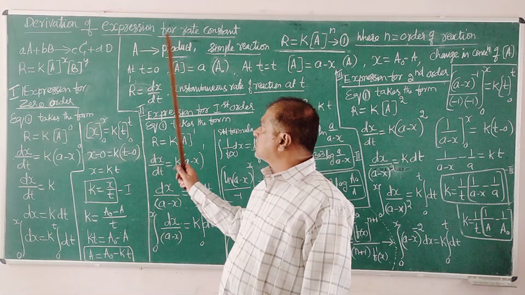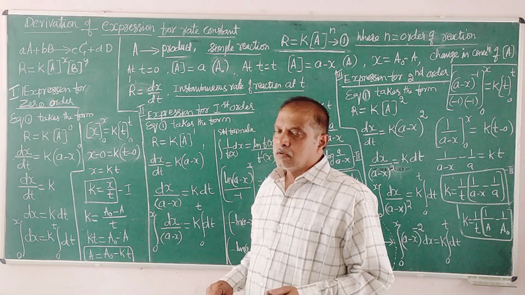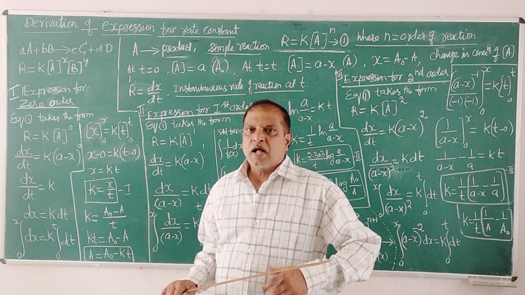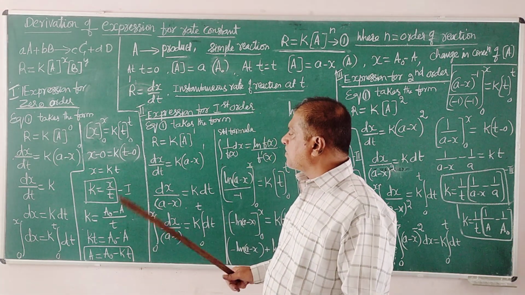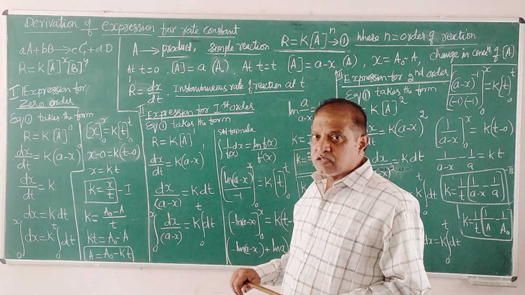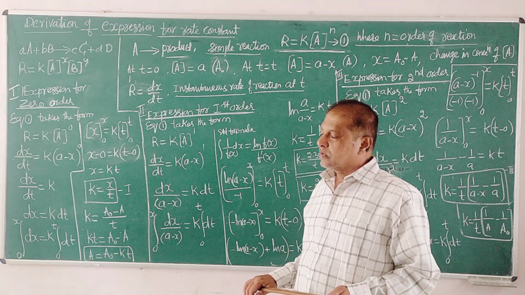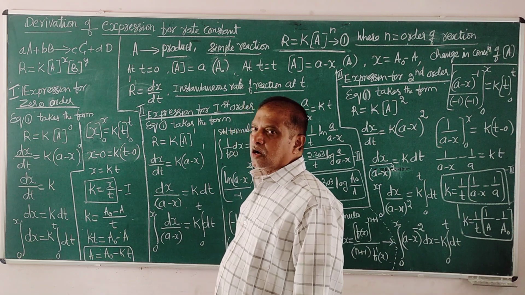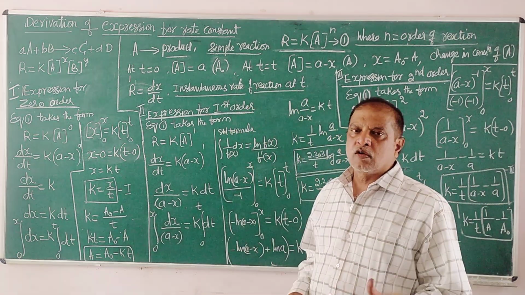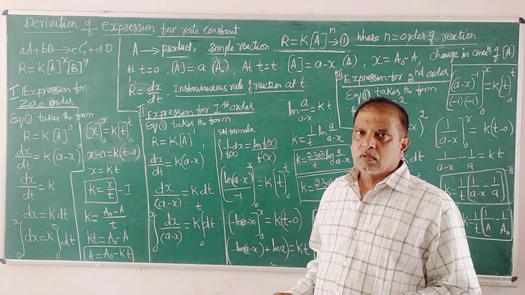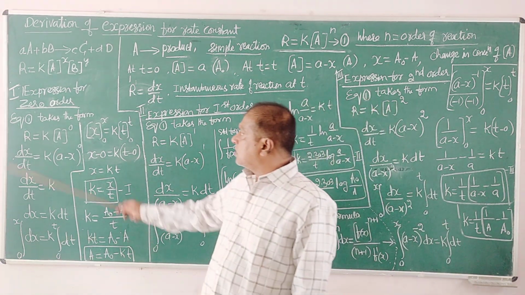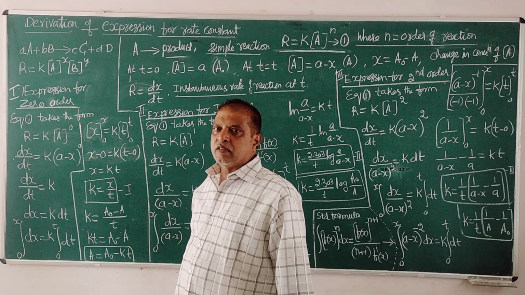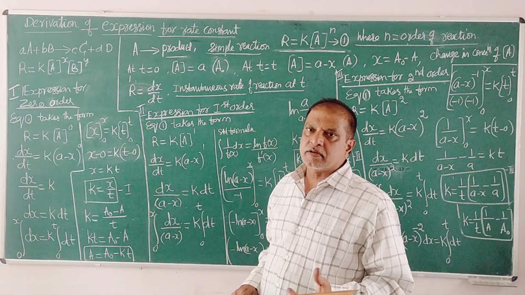If the reaction is simple and the order has a lower value, the mathematical expression will be simple and the derivation as well. If the reaction is complex and the order has a higher value or a fractional value, the expression for the rate constant will be complicated and the derivation also complicated.